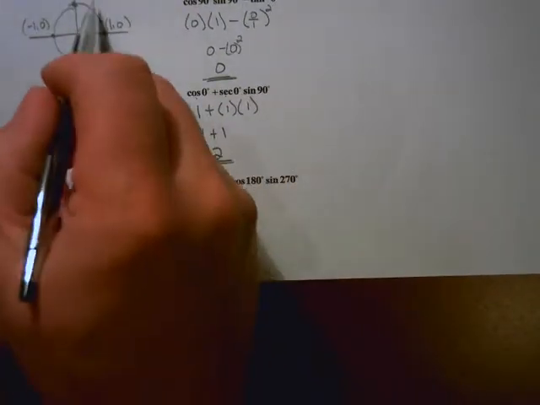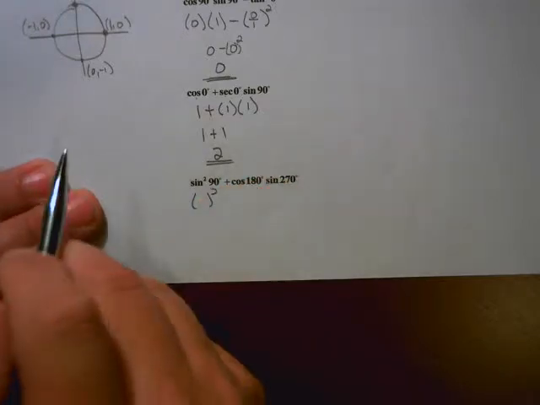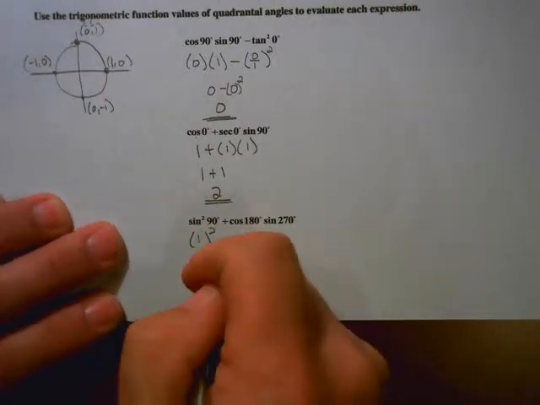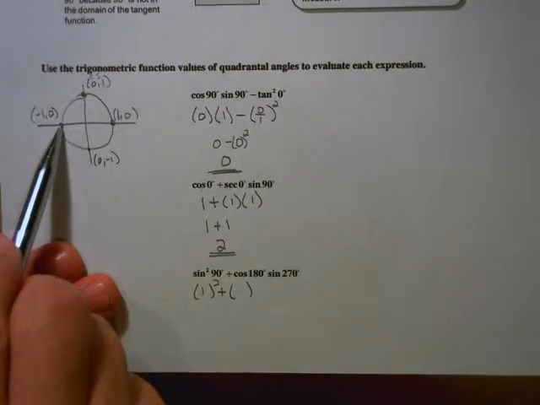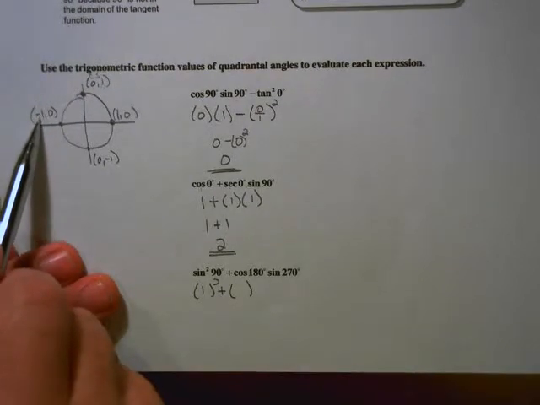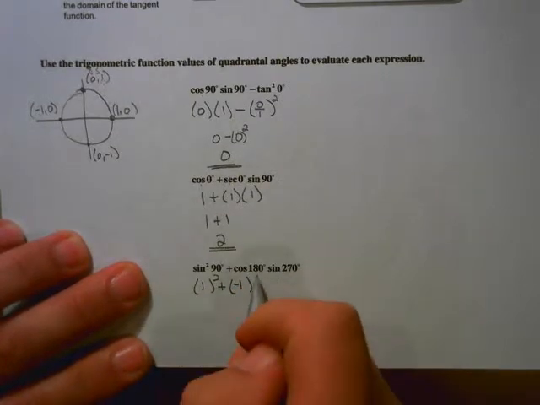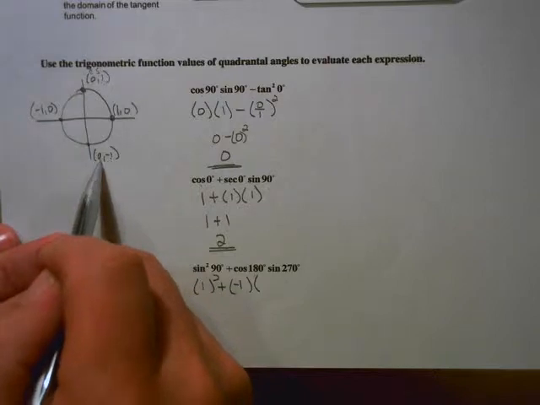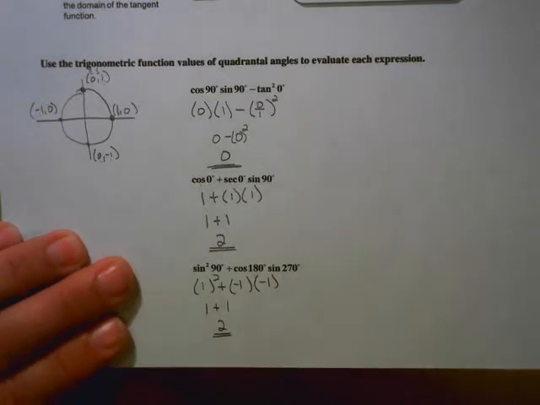Sine squared of 90, so that's sine of 90 squared, which is going to be 1, plus cosine of 180. So if we go cosine of 180, here's my cosine, negative 1. And the sine of 270, so here's my 270, here's my sine, cosine, sine, it's going to be negative 1. So we get 1 plus 1, which is 2.